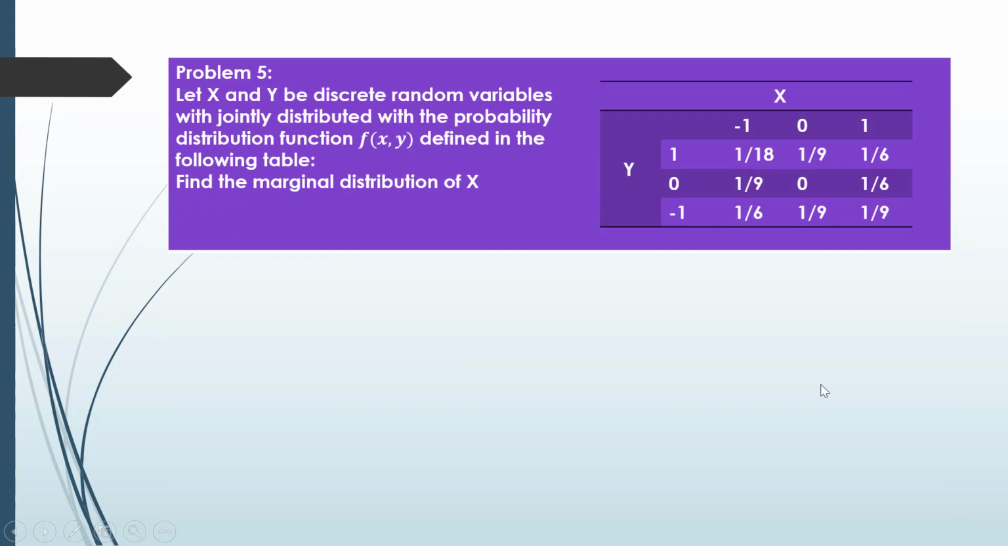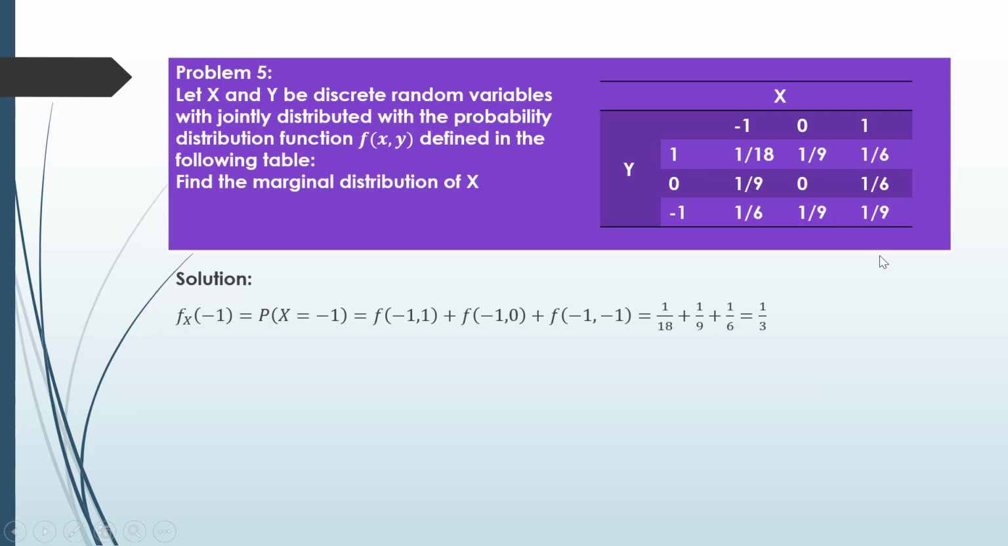Problem number 5. Let x and y be discrete random variables with joint probability distribution function fxy defined in the following table. Find the marginal distribution of x. So to find the marginal distribution of x, we basically find the probability of x at the three possible values, -1, 0, and 1. So first, the marginal distribution of x at the point -1 is we basically add the third column together, and the answer is 1/6.